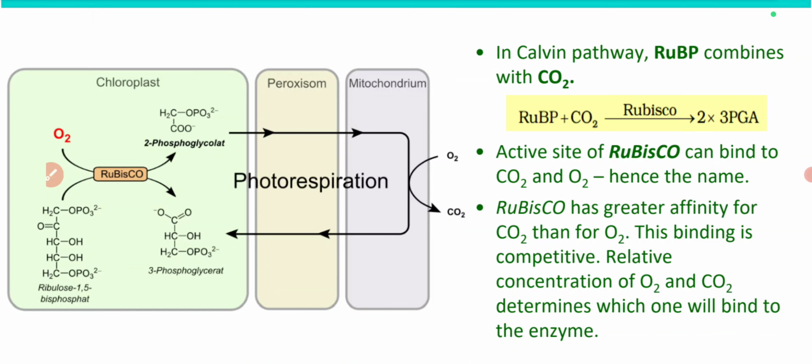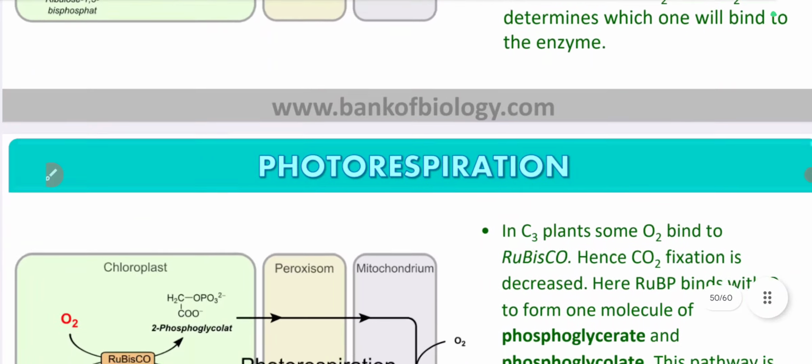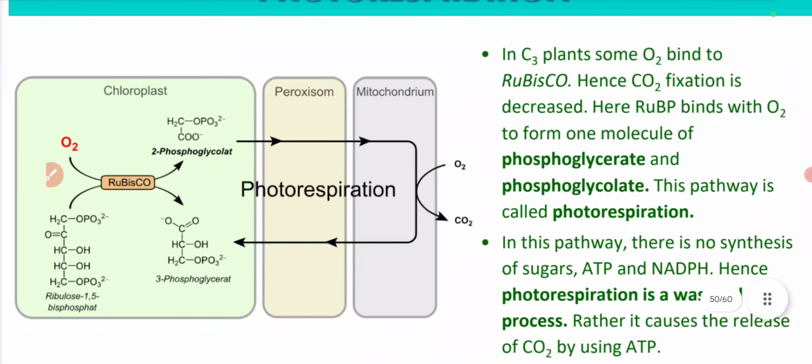In C3 plants, some oxygen binds to Rubisco, hence CO2 fixation is decreased. Here RuBP binds with O2 to form one molecule of phosphoglycerate and one of phosphoglycolate. This pathway is called photorespiration. As you can see, phosphoglycolate and phosphoglycerate are formed.